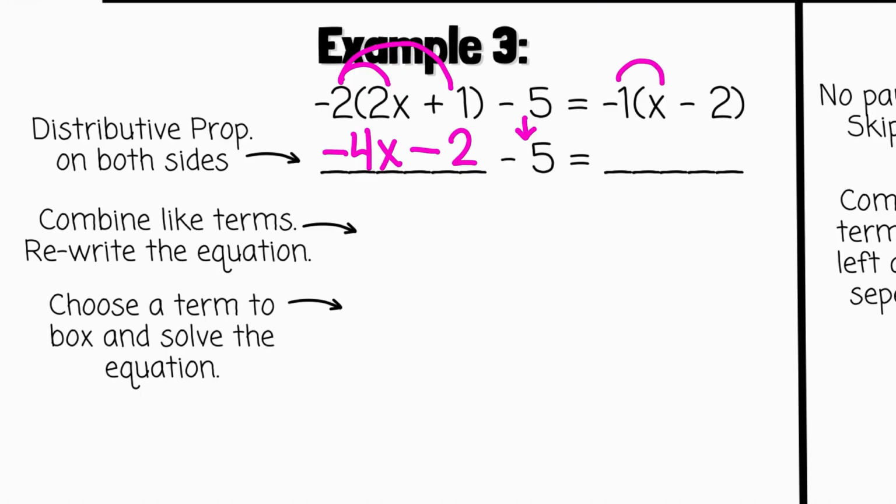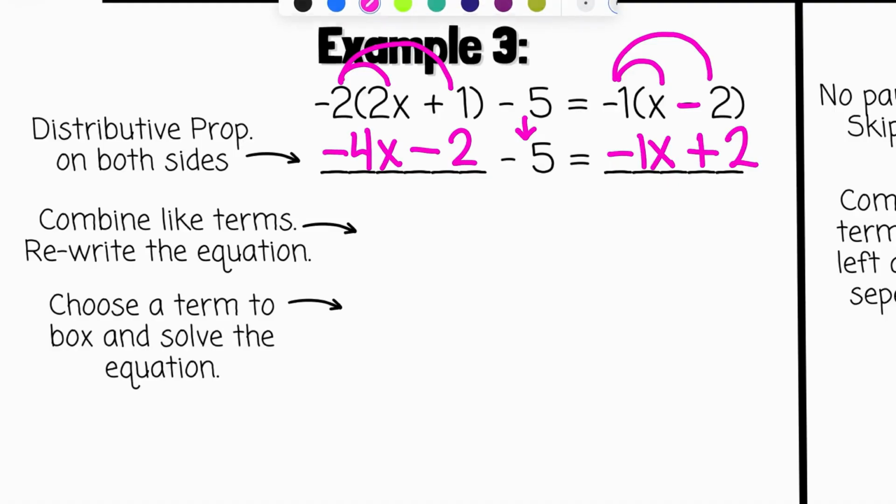Okay, let's do the parentheses on the right side of the equation. Negative 1 times x is negative 1x. And then when I do this multiplication, I think negative 1 times negative 2. And that's going to give me positive 2. Now, some teachers teach that differently. They may have you write down the minus sign and then say negative 1 times 2 is negative 2. But minus negative 2 is the same as adding 2. So that's why I just go ahead and put plus 2.